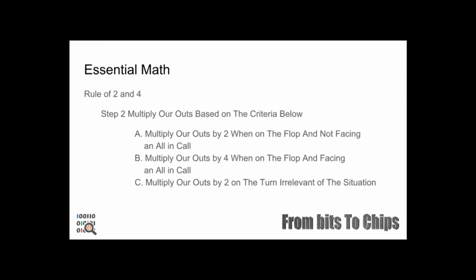B. Multiply our outs by 4 when we're on the flop and facing an all-in call. C. Multiply our outs on the turn irrelevant of the situation. This rule will allow us to calculate our equity in the hand very quickly. Although it's not 100% guaranteed, in most situations it's not going to be anything more than 2 to 3% different.